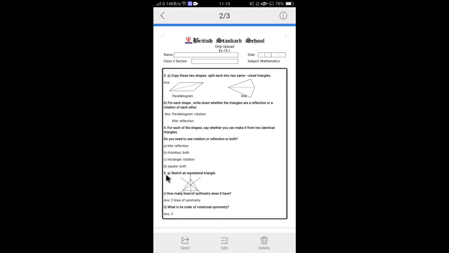Let's come to question number 5. Draw an equilateral triangle. What is an equilateral triangle? A triangle with three equal sides. Triangle means three sides, but in this one all three sides are equal.